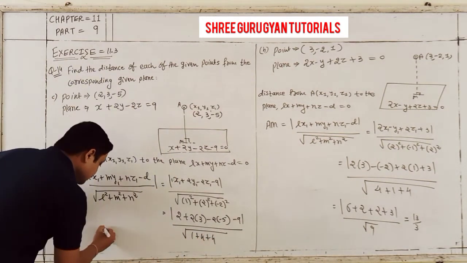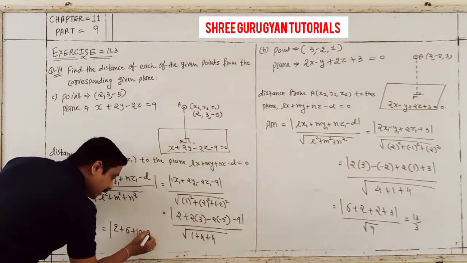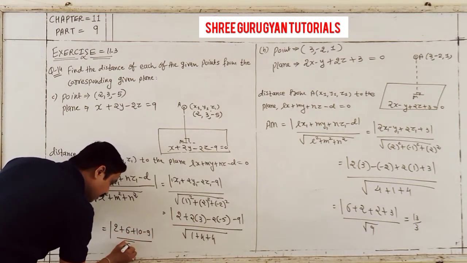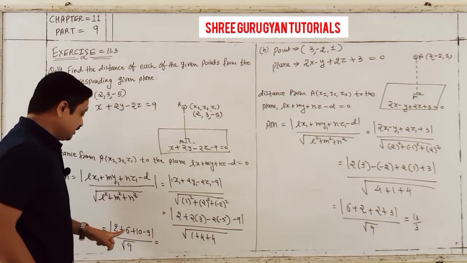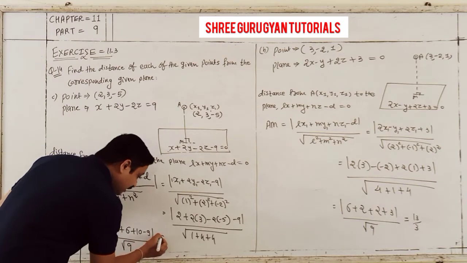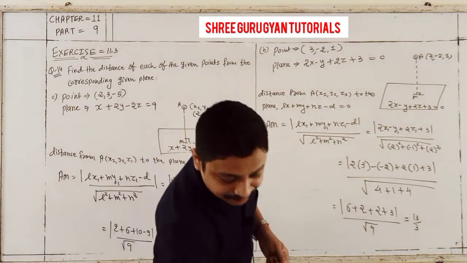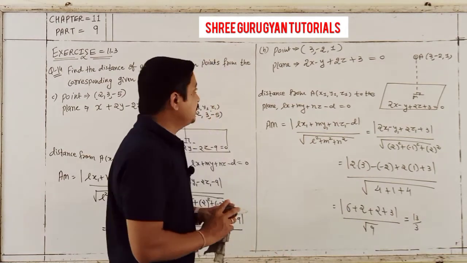So the answer is 2, 3 times 2 is 6, plus 10, minus 9 by root 9. In short, you get 6 plus 8 plus 1, that is 9 by 3, which is only and only 3. Now continue with another point.